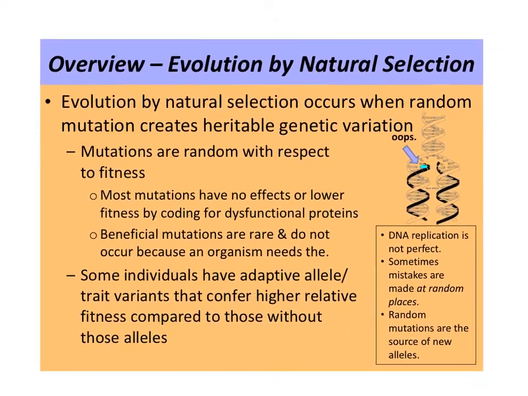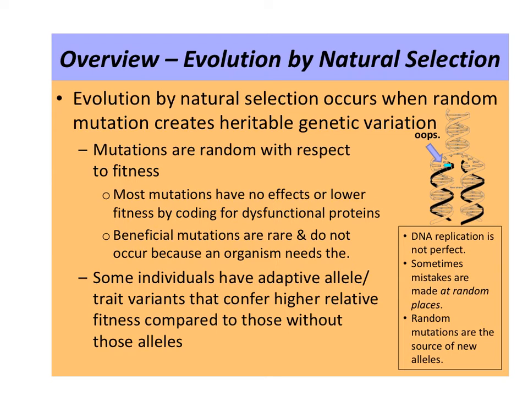Okay, so an overview. Evolution by natural selection occurs when random mutation creates heritable genetic variation. So we're going to learn you need to meet certain requirements to have evolution by natural selection. For one thing, you need variation. You need variation in the phenotype, and then selection works on that. Who has the best trait in terms of phenotype for the environment that organism is living in? Okay, where does that variation ultimately come from? It comes from random mutation.